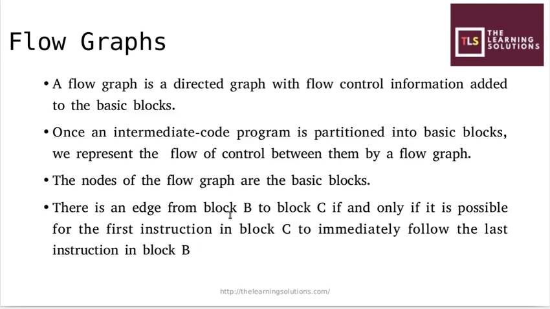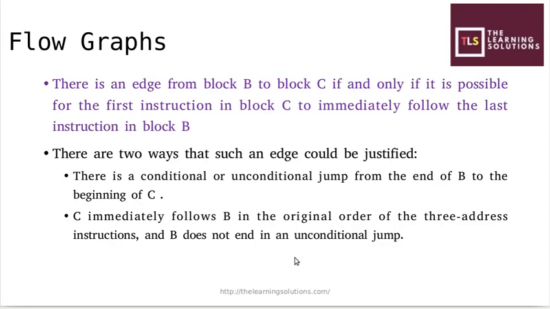There will be an edge from block B to block C if and only if it is possible for the first instruction in block C to immediately follow the last instruction in block B. So block B ends and block C starts. Then and only then there will be an edge from B to C. Okay, this is the meaning. When block B ends, if block C immediately starts, then there will be an edge from B to C.